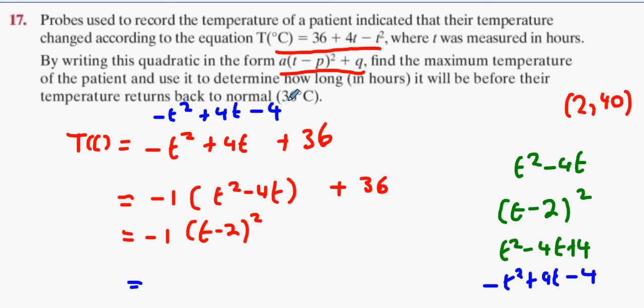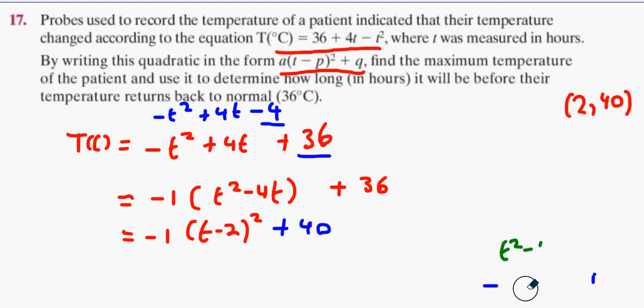Am I too small or too big? How much am I too small by? 40. So I have to add on an extra 40 at the end to make it work. Is that right with you guys? Now, and that's my equation. Now, where did I say my maximum occurs at?